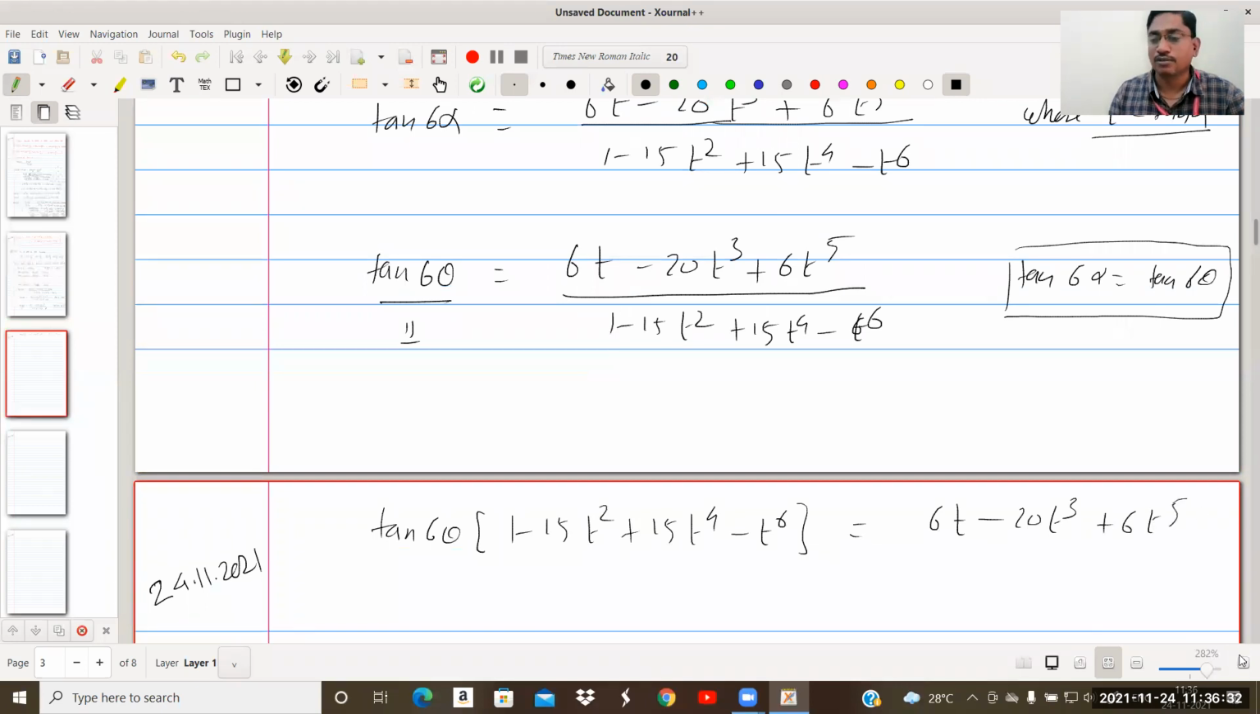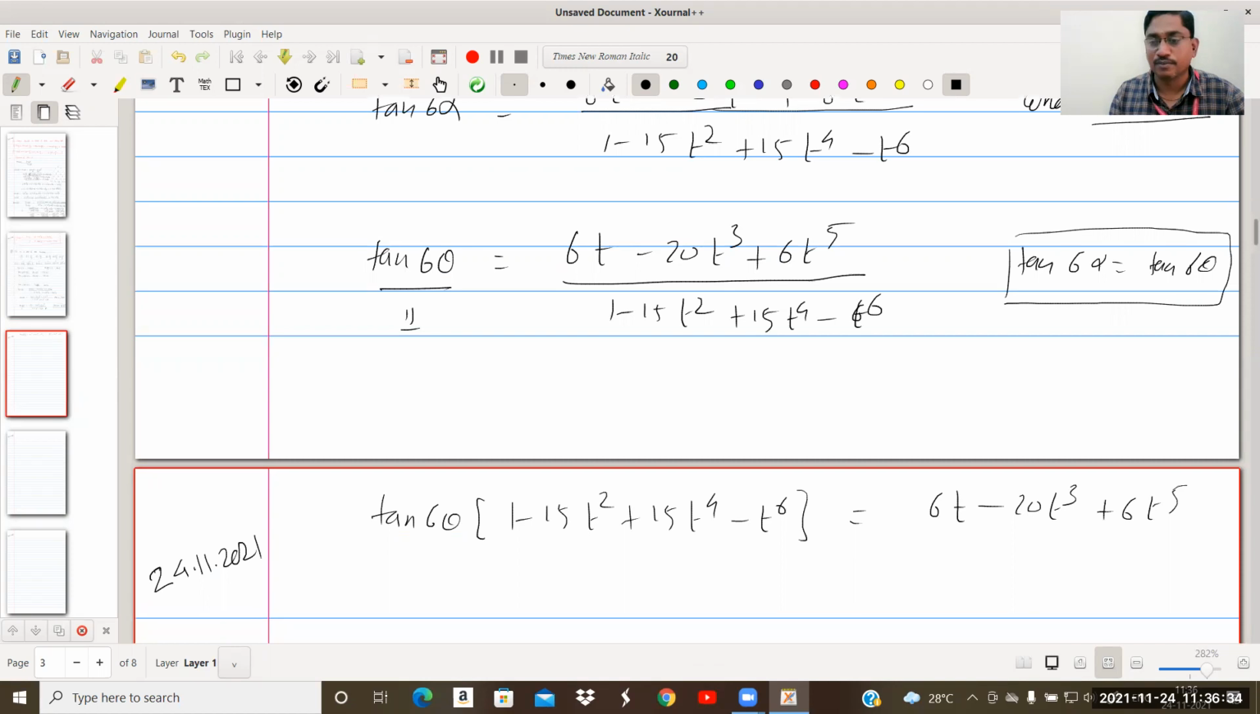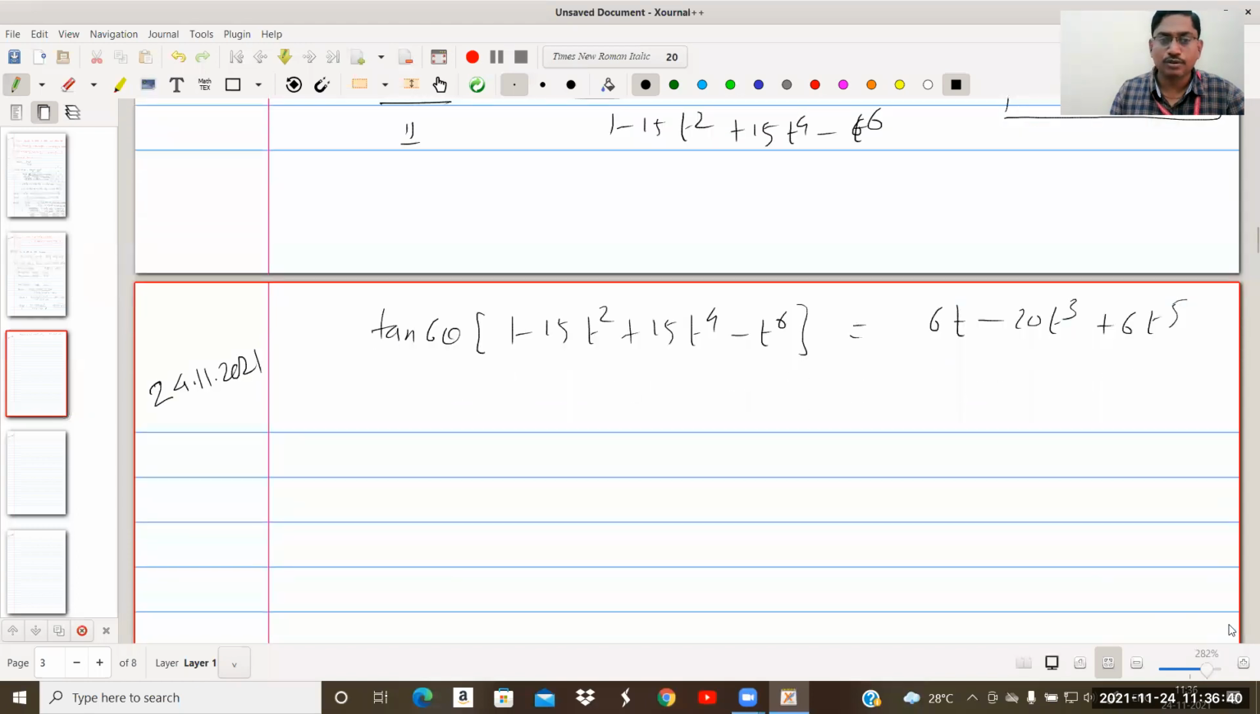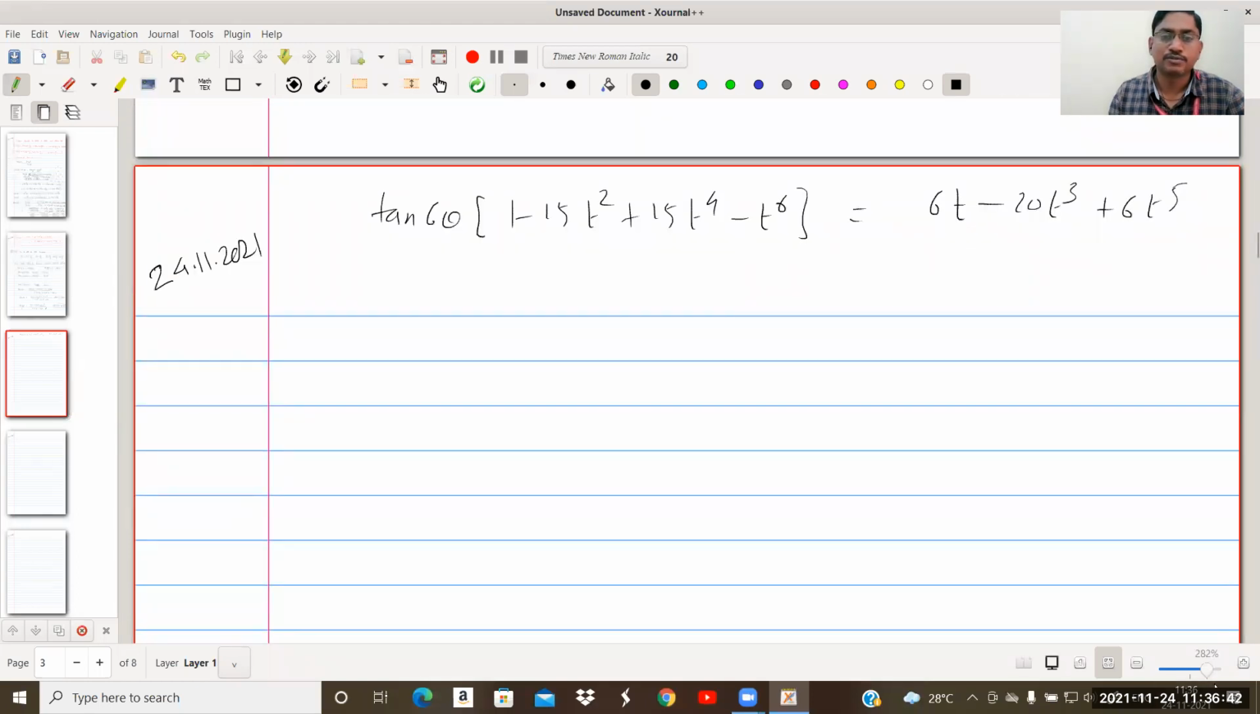And now collect the coefficients. Same powers, you can take into the left hand side. So what is the coefficient of, okay, I'll transfer this to the other side. So t raised to 6 into tan 6 theta. This is the first term, t raised to 6 into tan 6 theta.